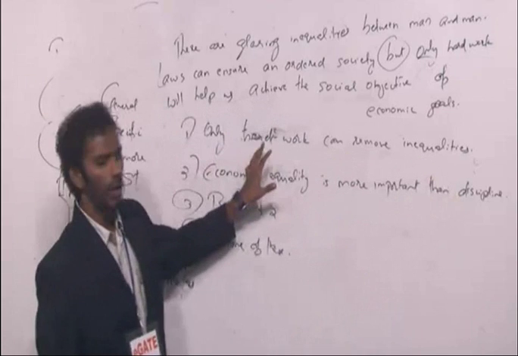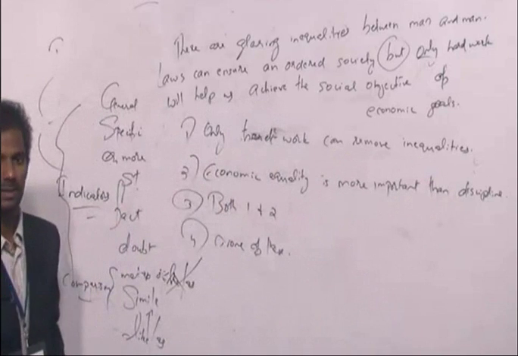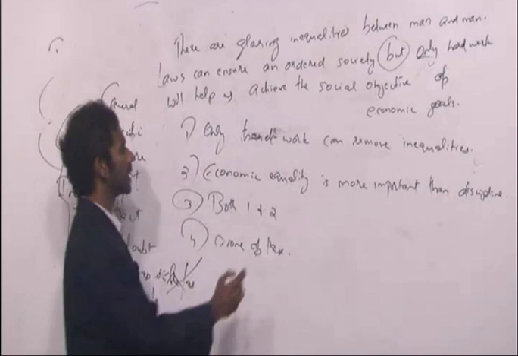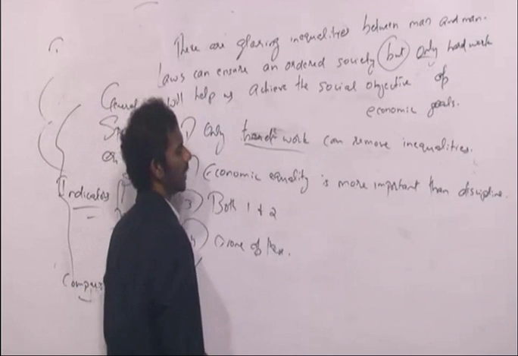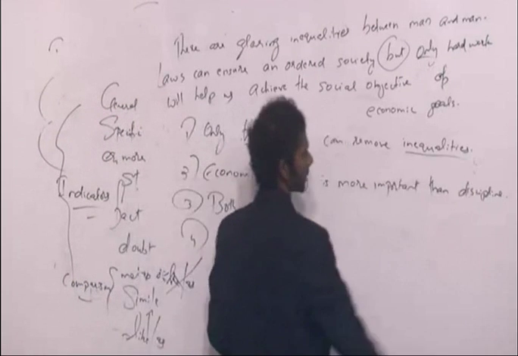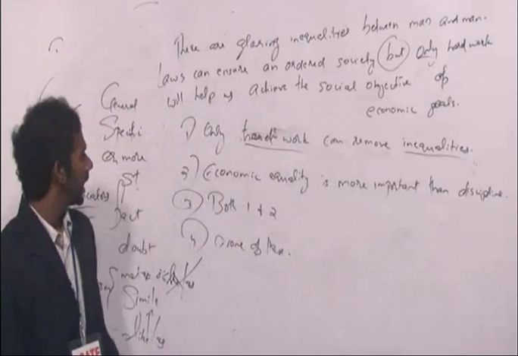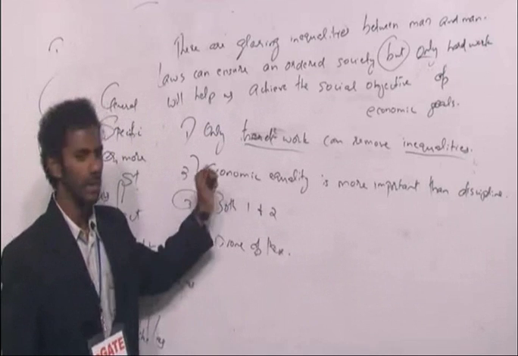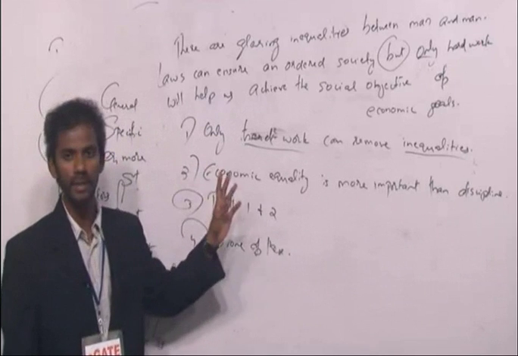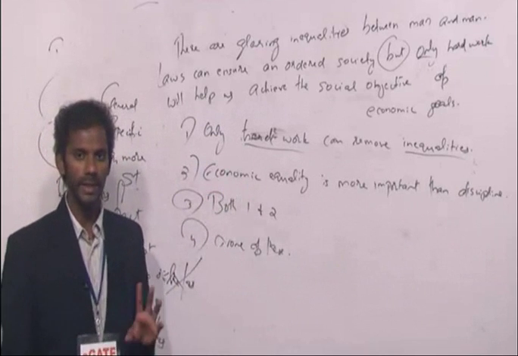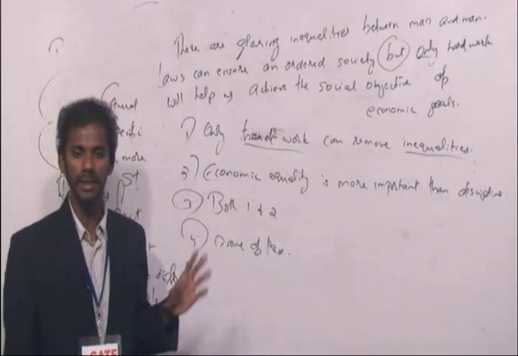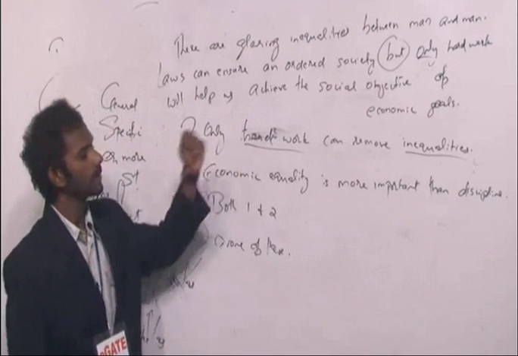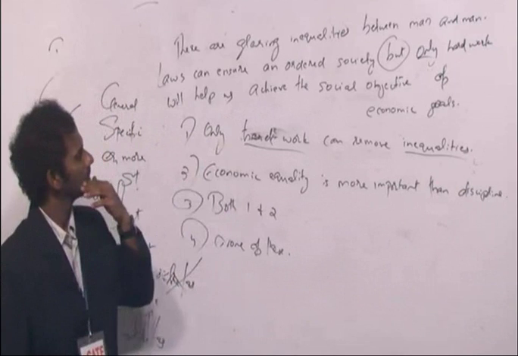In this option, we have two entities. One entity is hard work. The other entity is inequalities. Clear? That means the two entities are getting related or connected in option 1. Only hard work can remove inequalities. The two entities, hard work and inequalities, are getting connected in option 1. Clear? Come to the question.